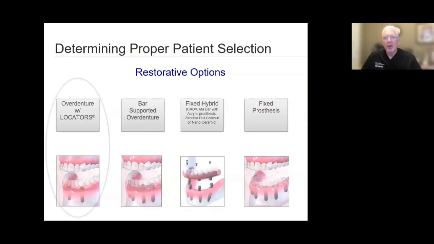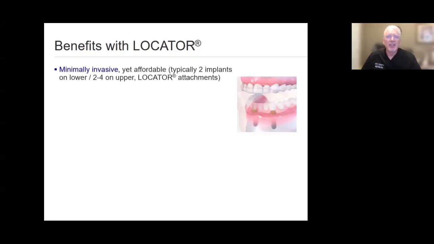So again, here are your main options for a full arch. We're going to focus on the overdenture with locators. So what are some of the benefits? A real benefit is that it's minimally invasive. In many patients, you still need the CT scans. You really should, and that should be a standard of care.